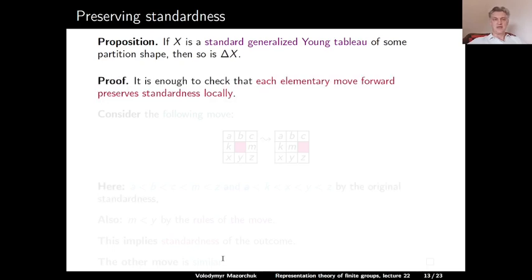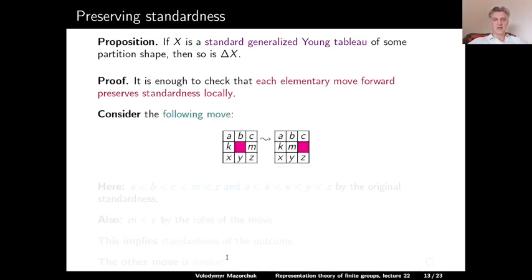To prove this, it is enough to check that elementary move forward preserves standardness locally. So each elementary move forward is a local move, so it only changes something locally, and we only need to keep track of what is going on there locally. So this move works as follows. We have an active box surrounded by other boxes, and then it is swapped with either the box to the right or the box below. Let's consider the situation when the active box is swapped with the box to the right.